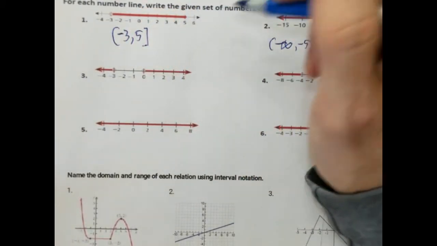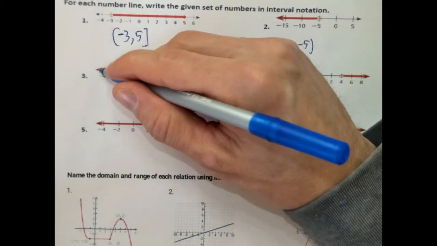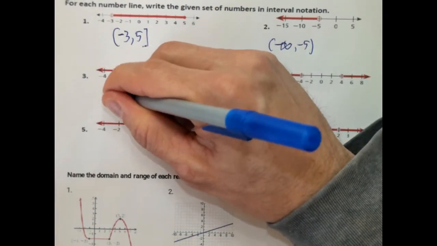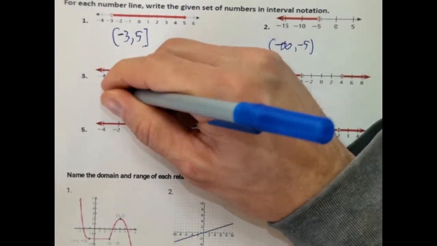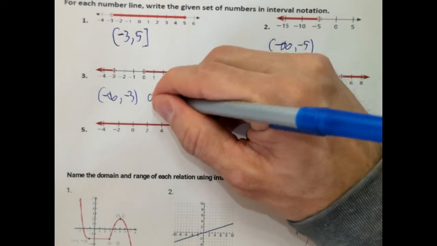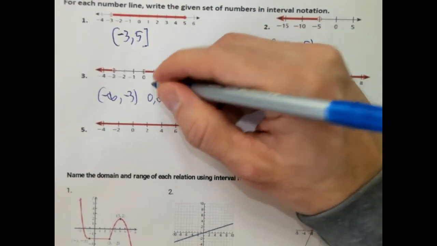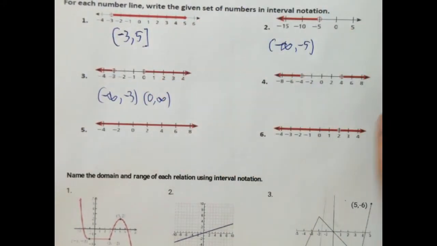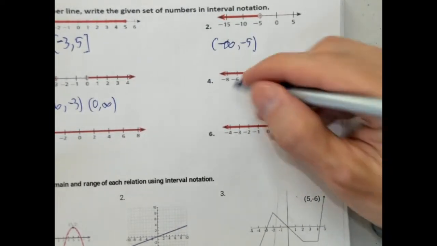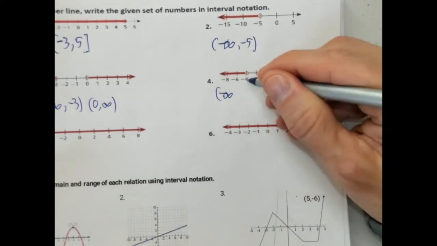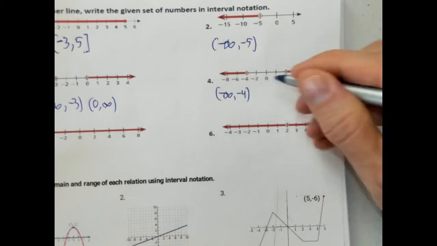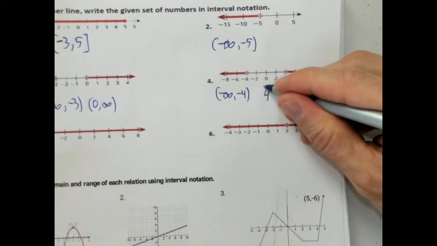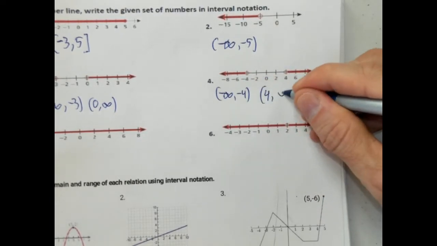This is actually going to be 2 of them. So we have, yeah, okay, so it's from negative infinity to negative 3. So negative infinity to negative 3. Both are going to be non-inclusive. Here it's from 0 to infinity. And those are both going to be non-inclusive. Oh, there's another one right here. So from negative infinity to negative 4. Both non-inclusive. Here it's from 4 to positive infinity.